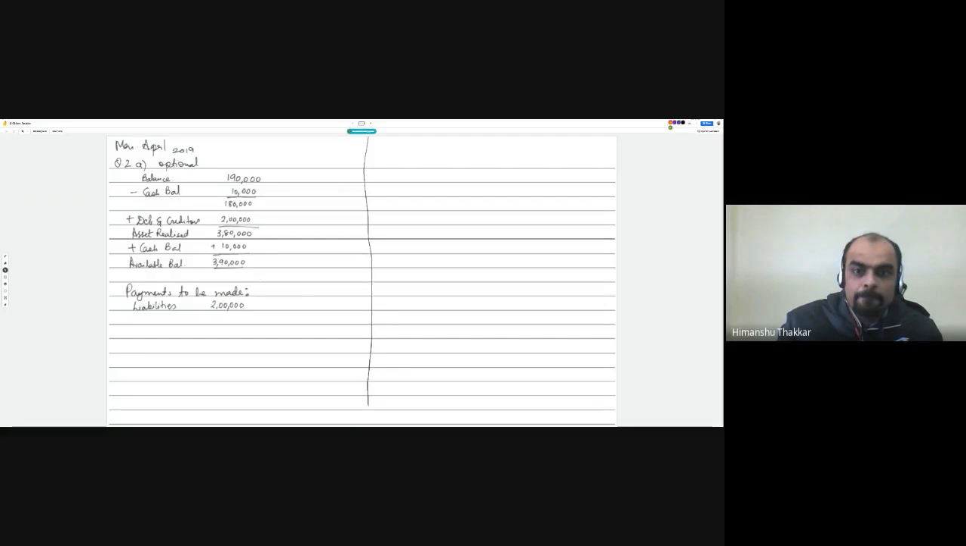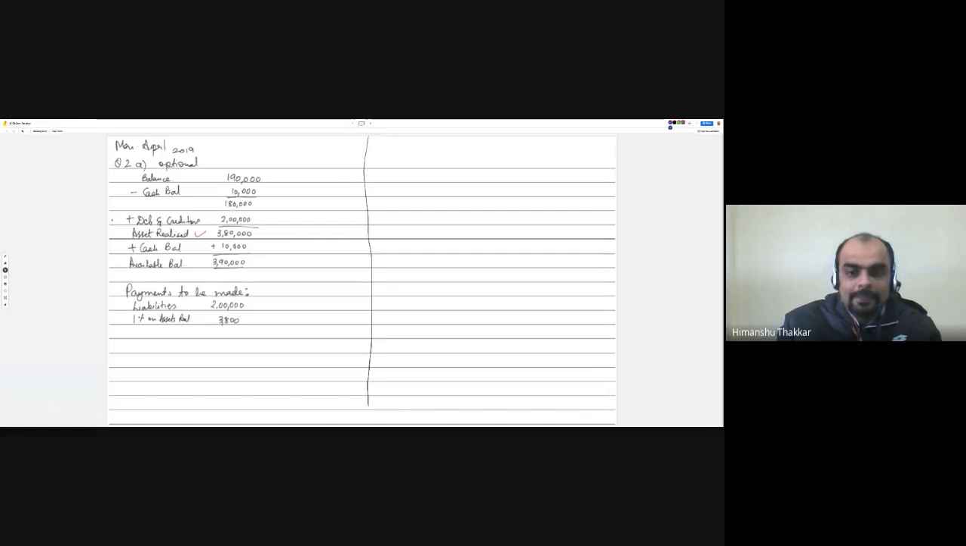Then we give the remuneration, 1% on assets realized. So assets realized we found out 3,80,000. Just now we have found out the assets realized. Just see the red color tick mark. 1% of 3,80,000 is 3,800. I hope you are able to follow me.